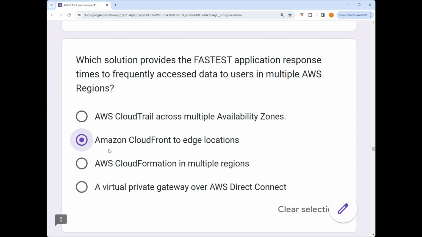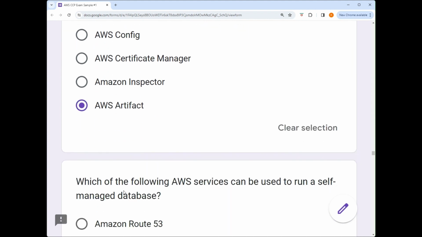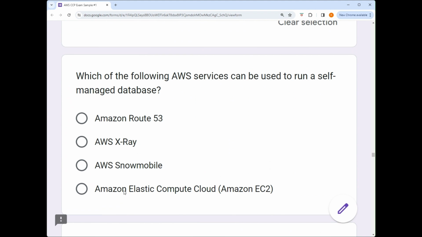Which AWS service provides a self-service portal for on-demand access to AWS compliance reports? AWS Config. AWS Certificate Manager. Amazon Inspector. AWS Artifact. Correct answer: AWS Artifact.